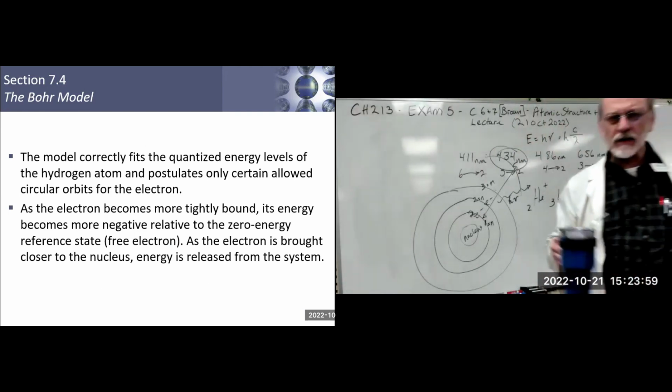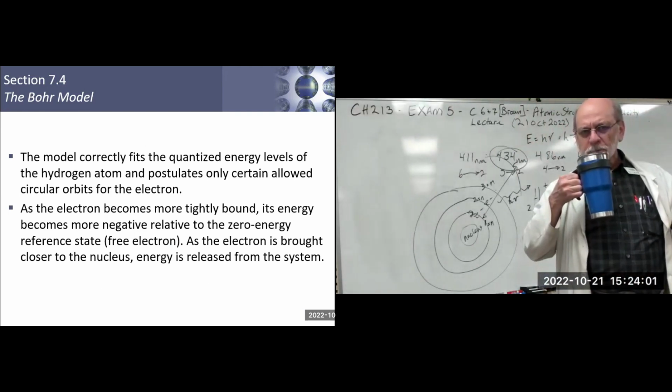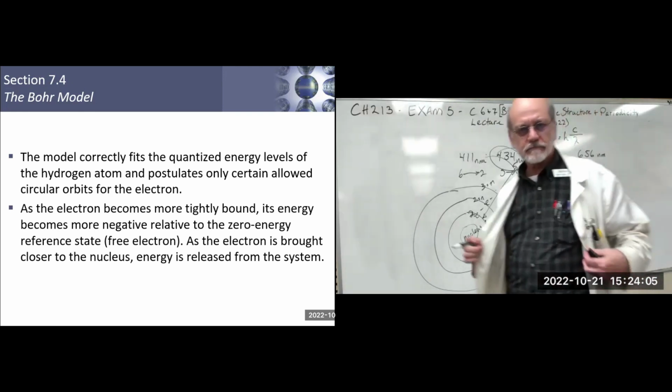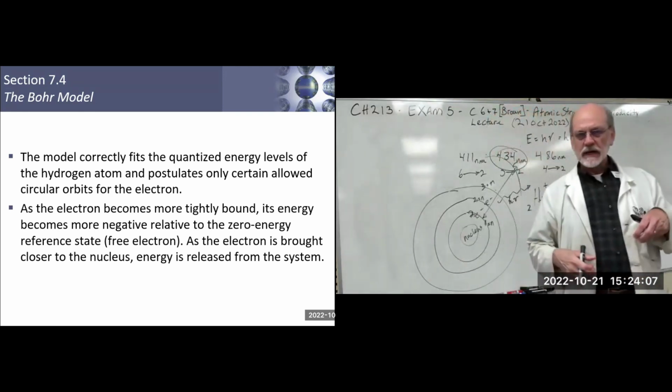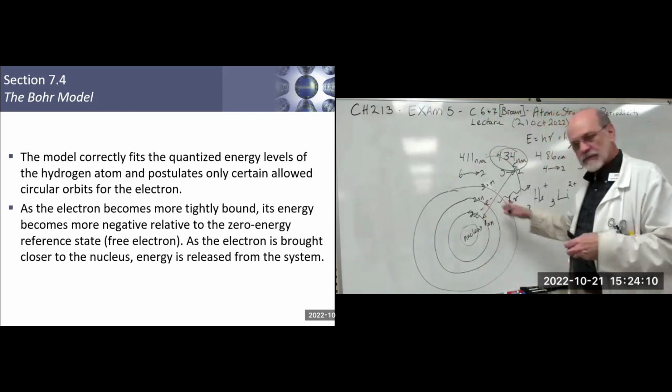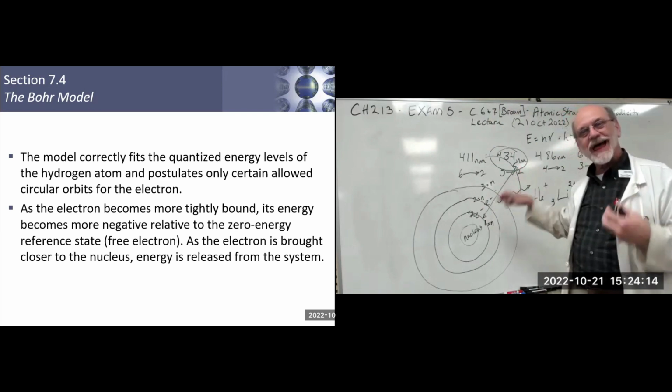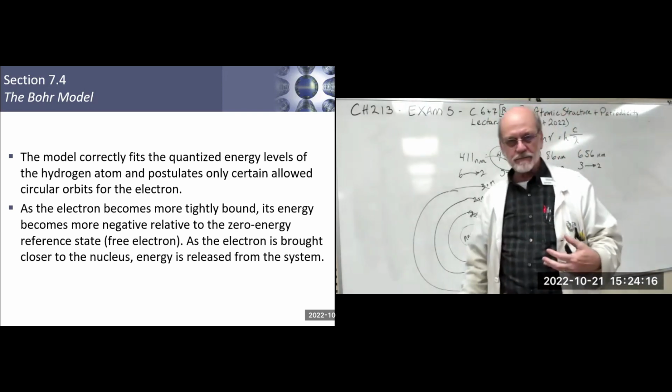Okay, so the Bohr model correctly fits the quantized energy levels for the hydrogen atom. And based on these N numbers, it postulates only certain circular orbits that are allowable around the hydrogen atom.